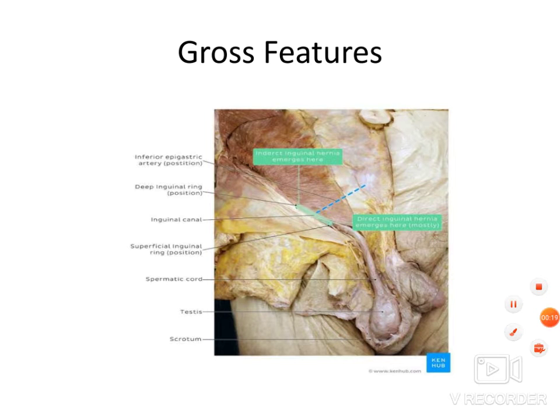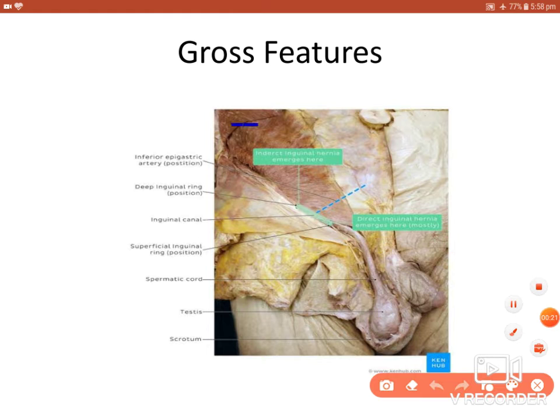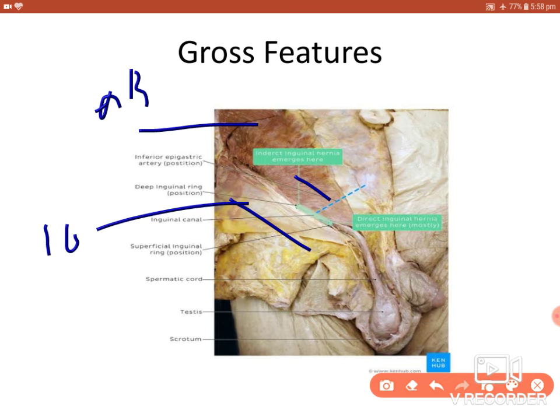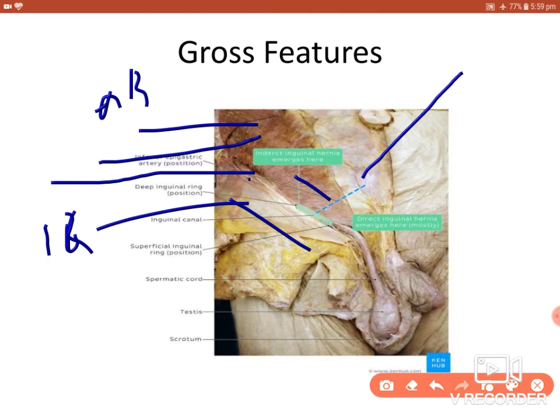In this figure, what you're seeing is the lower part of the anterior abdominal wall with the inguinal region. This muscle is the external oblique muscle. Here you can see the anterior layer of the rectus sheath with the rectus abdominis muscle. Here there is a bony prominence, the anterior superior iliac spine. This one is the pubic symphysis. Then here is the pubic tubercle.